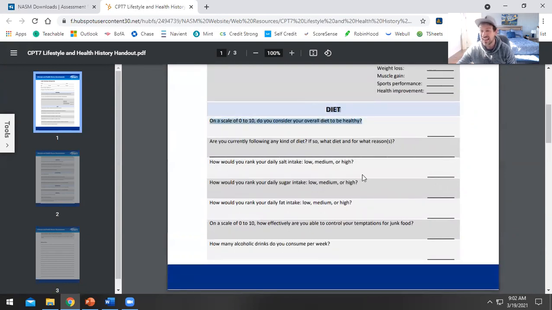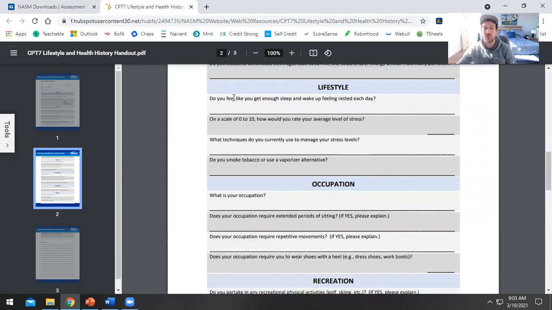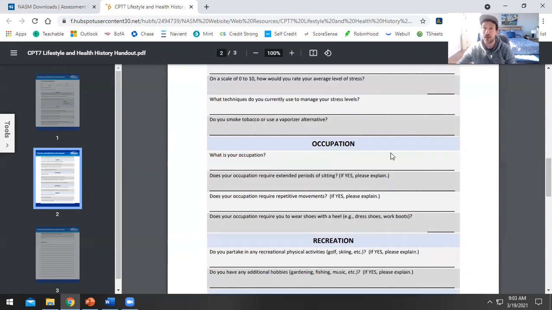We got some questions about diet on here, which is really cool, right? On a scale of 1 to 10, do you consider your diet healthy? How would you rank your sugar intake: high, medium, or low? Lifestyle questions, right? Do you feel like you get enough sleep? How would you rate your levels of stress? Do you smoke tobacco or vape?